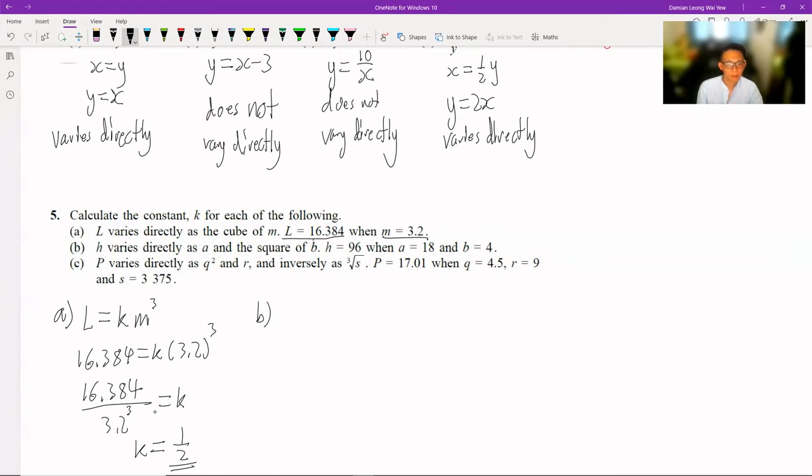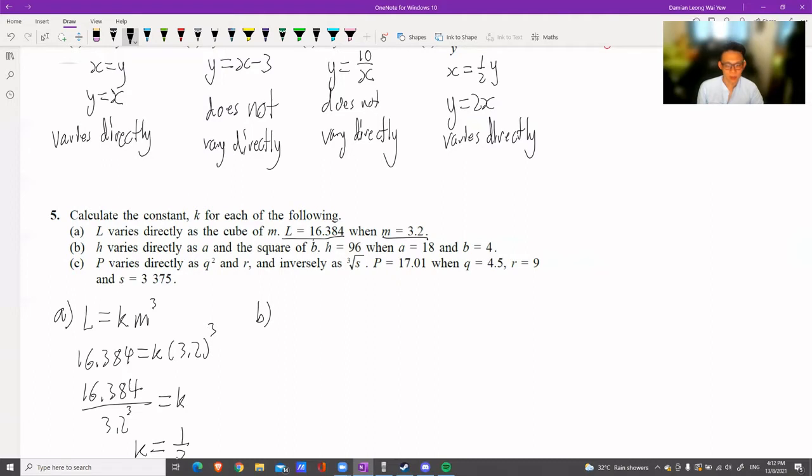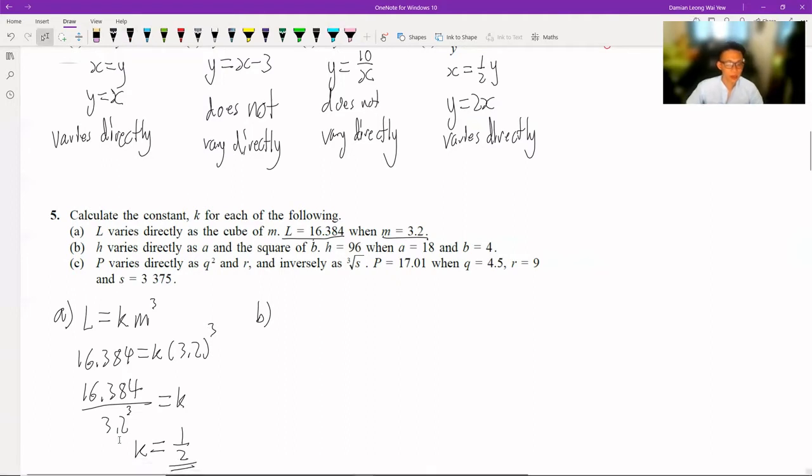So part B, yeah, that's the value of k for part A. Part B, h varies directly as a and square of b. H equals k times a and square of b. Square means power 2, b to power 2. Again, I want to find k. Substitute three values, your h, a, and b. 96 equals k times 18 times 4 square.